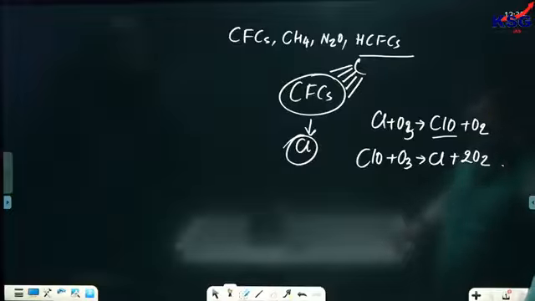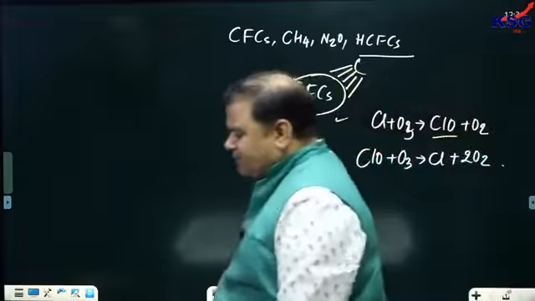Ozone depleting substances include CFCs, methane, nitrous oxide and HCFC. But CFCs are never directly responsible for ozone layer damage, only indirectly. When solar radiation falls on CFC, chlorine is emitted.